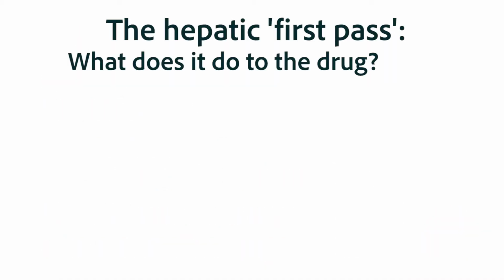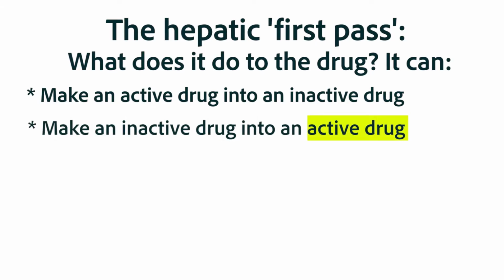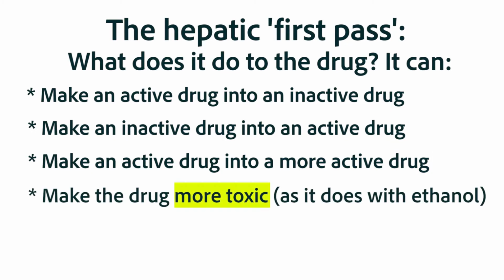It's important not to fall into the habit of thinking that the metabolism of drugs always makes the drug inactive. Like I just noted, in some instances, the first metabolic process in the liver can make some inactive prodrugs into active metabolites. It can make active drugs into more active metabolites. It can make a drug more toxic, or it can make a drug inactive. In each case, we are changing the drug from one molecular form to another.